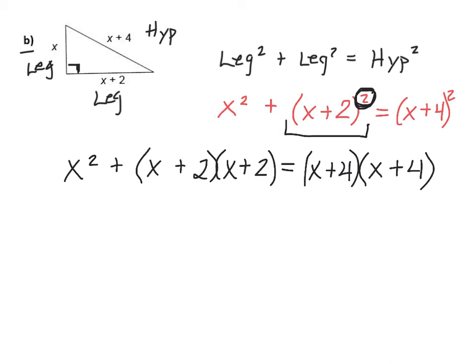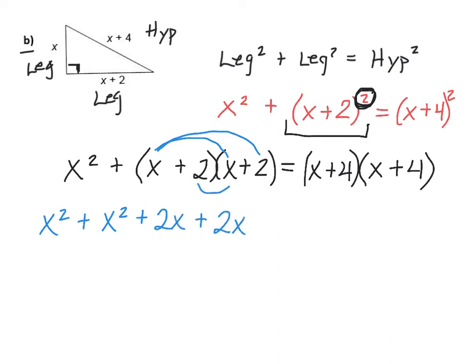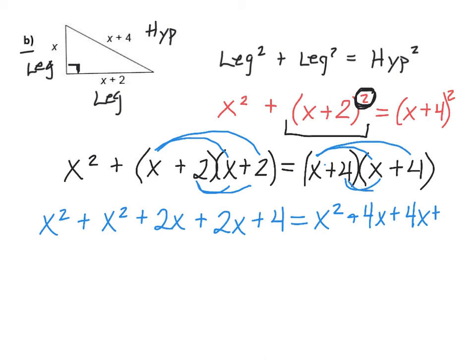Okay, now if I want to multiply these two together, I'm going to have to FOIL. So I still have the x squared in the front. Then I'm going to end up with x squared plus 2x plus 2x plus 4. And on the other side, first terms give me x squared as well. Outside gives me 4x. Inside gives me 4x. And lastly, I get 16, which I'm just going to have to squeeze in here on the side.